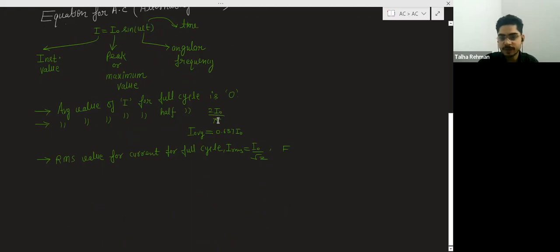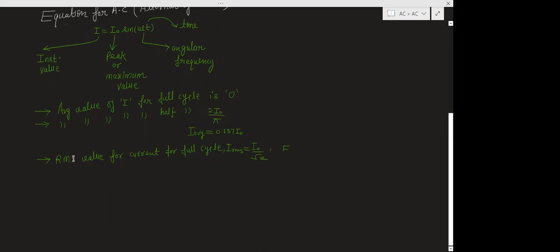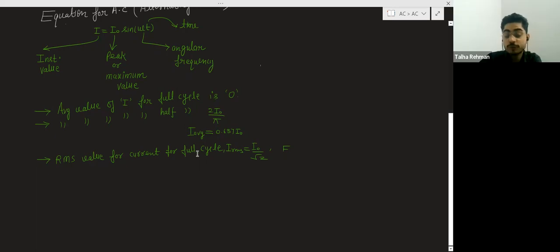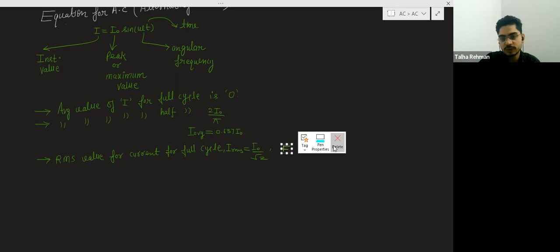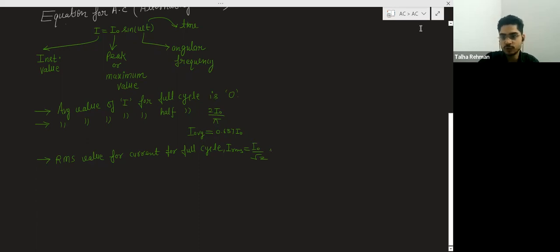I naught divided by pi, and I naught is the peak value of the current, or you can say the maximum value of the alternating current. Yes. Root mean square value of current for full cycle is equal to I naught by root 2.